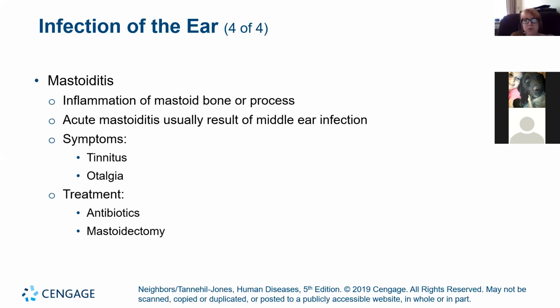So acute mastoiditis usually results in a middle ear infection, okay? And this is where you have that terrible ringing in your ears, you've got ear pain. Of course, they're going to try to get the ear to drain with decongestants and antibiotics. But if it gets very serious, they can do a mastoidectomy to relieve the pressure.